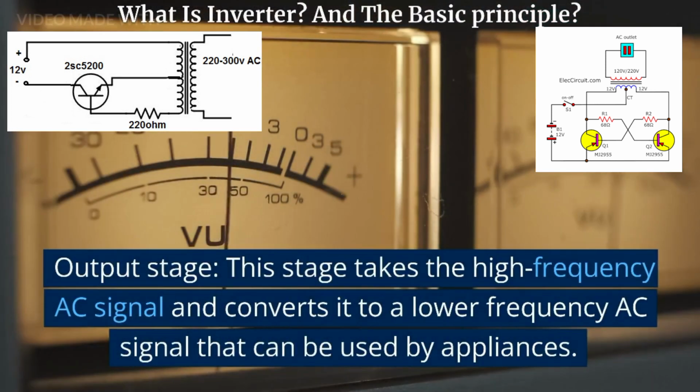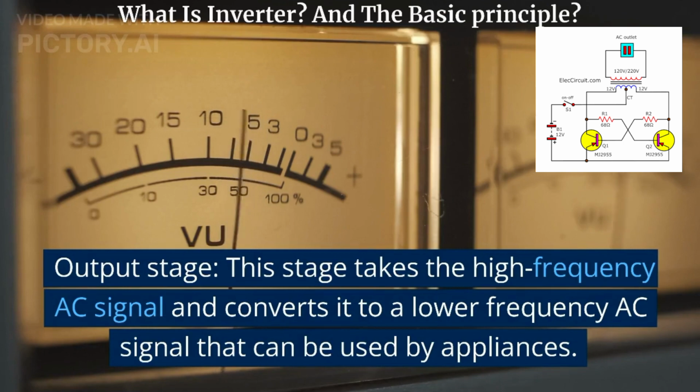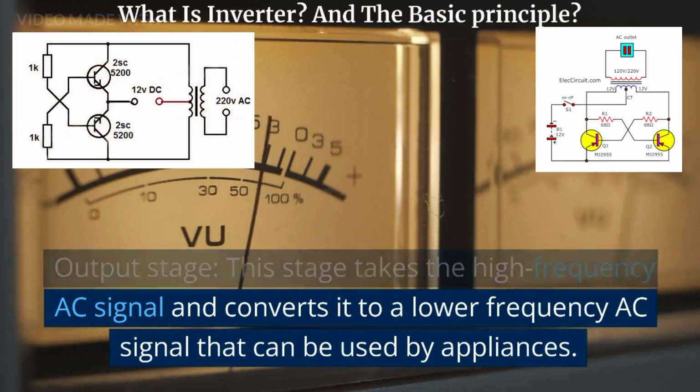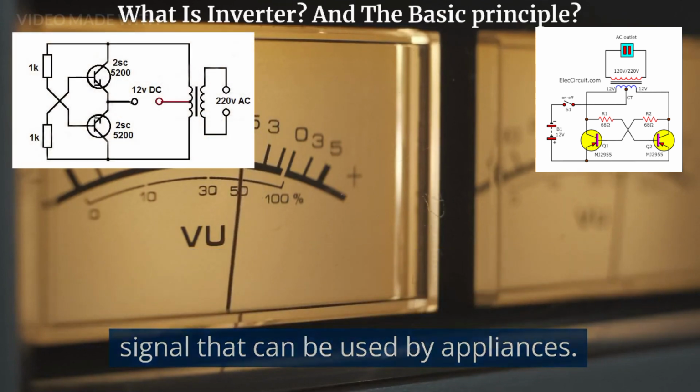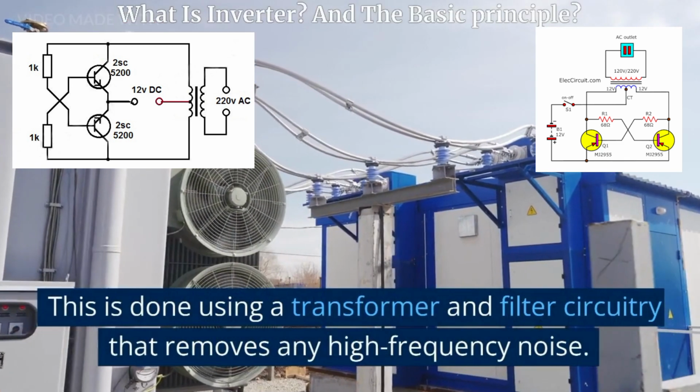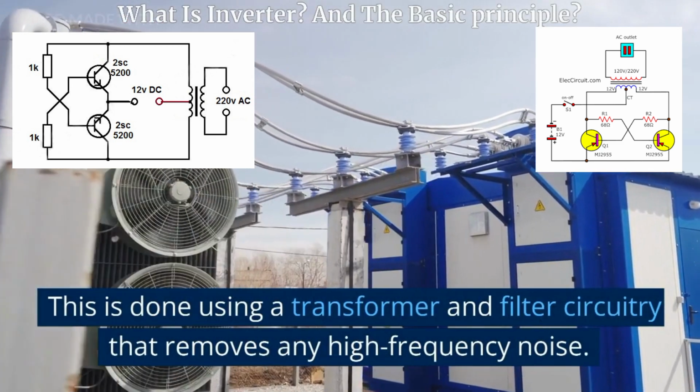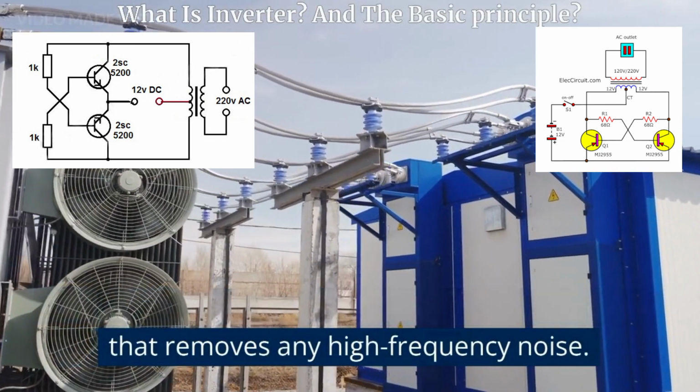Output stage. This stage takes the high-frequency AC signal and converts it to a lower-frequency AC signal that can be used by appliances. This is done using a transformer and filter circuitry that removes any high-frequency noise.